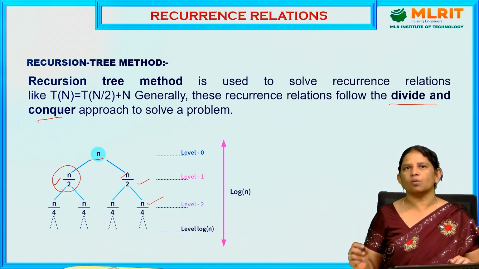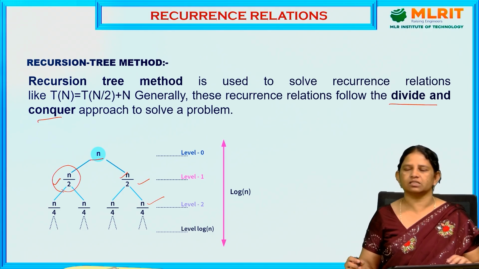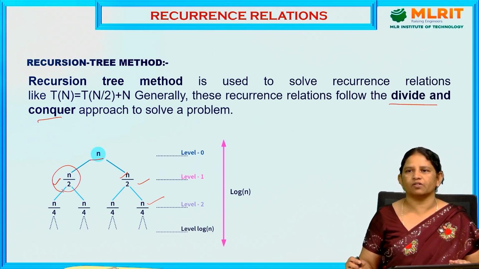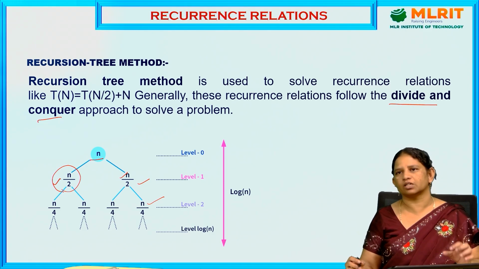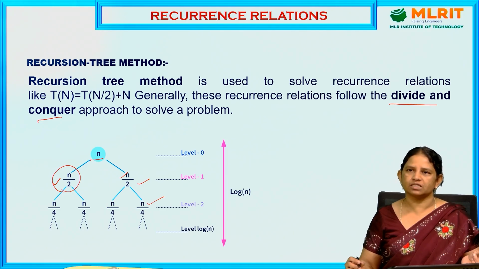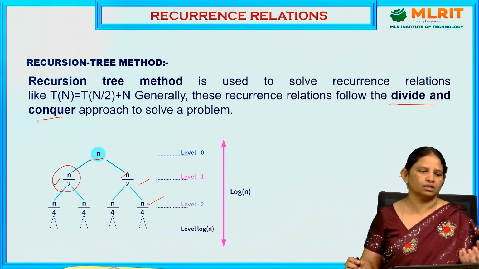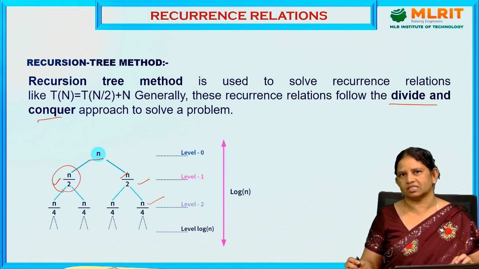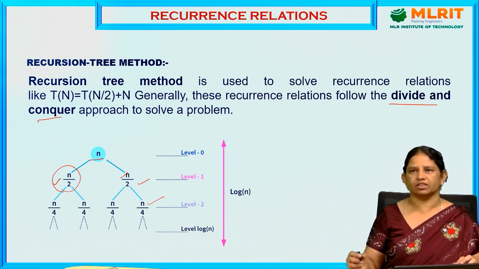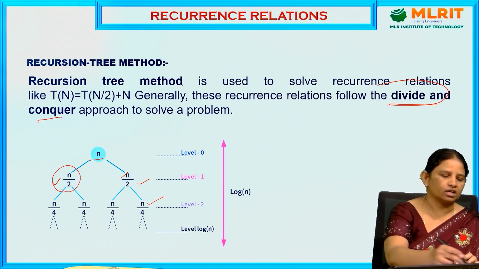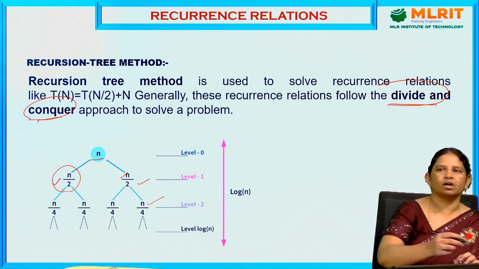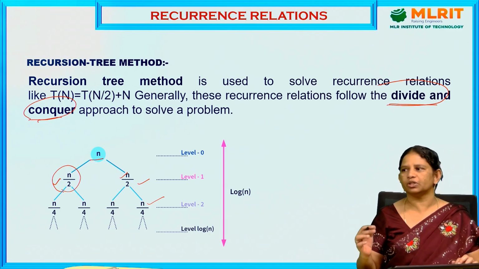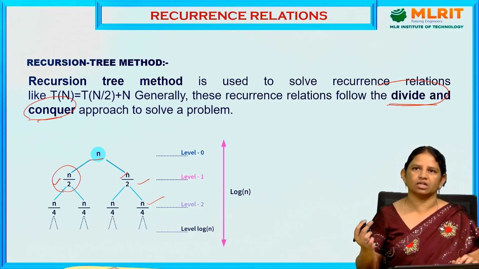The main objective of the recursion tree method is to find the time complexity of an algorithm. For all three methods, the objective is to find the time complexity of the algorithm, but different methods follow different strategies. The recursion tree method follows the divide and conquer strategy. In divide and conquer, we have to divide the problem into subproblems until the solution is found.